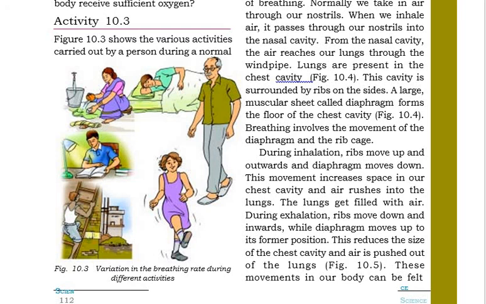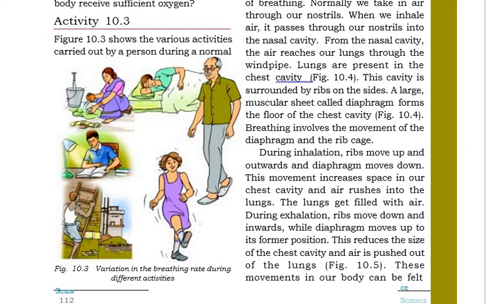During exhalation, the ribs move down and inwards. So what happens? The diaphragm moves upwards, back to its former position. That means when it was down, it comes to the normal position. This reduces the size of the chest cavity and the air is pushed out from the lungs. These movements in our body can be felt easily.